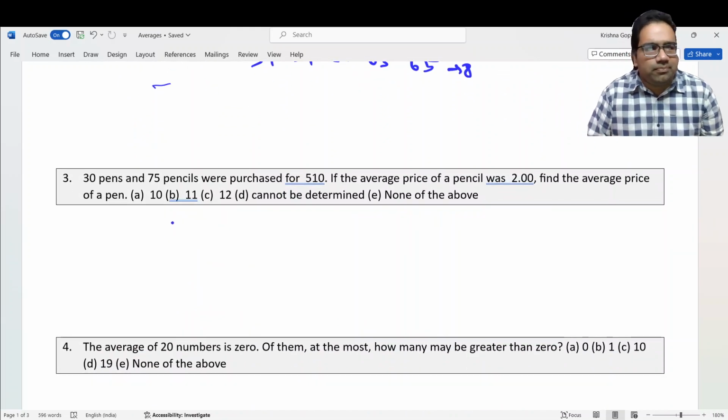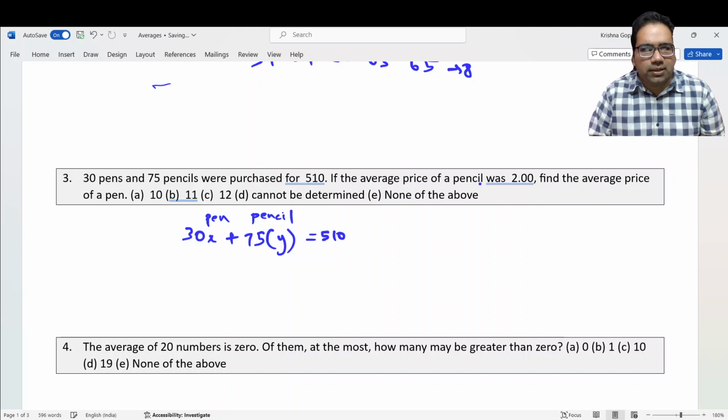30 pens and 75 pencils were purchased at 510. If the average price of a pencil was 2, find the average price of a pen. Let's assume the average price of a pen is x, and of a pencil is y. 30 into x plus 75 into y is the total price, right? For each pen it is x rupees, for each pencil it is y rupees, and the total is equal to 510.